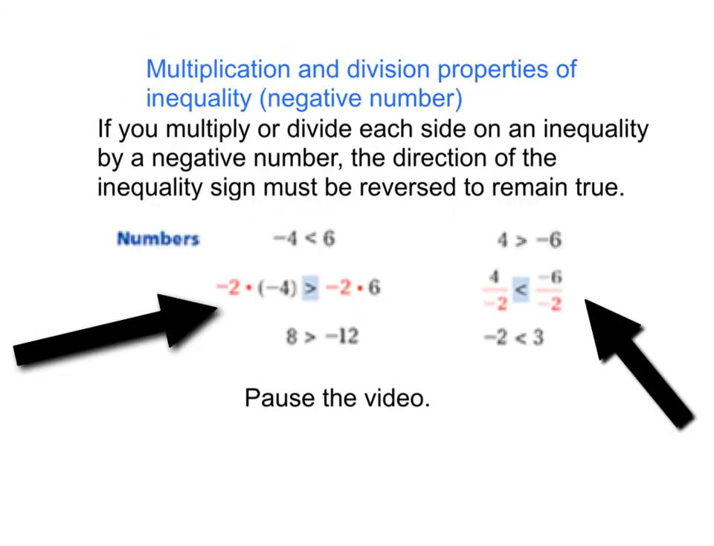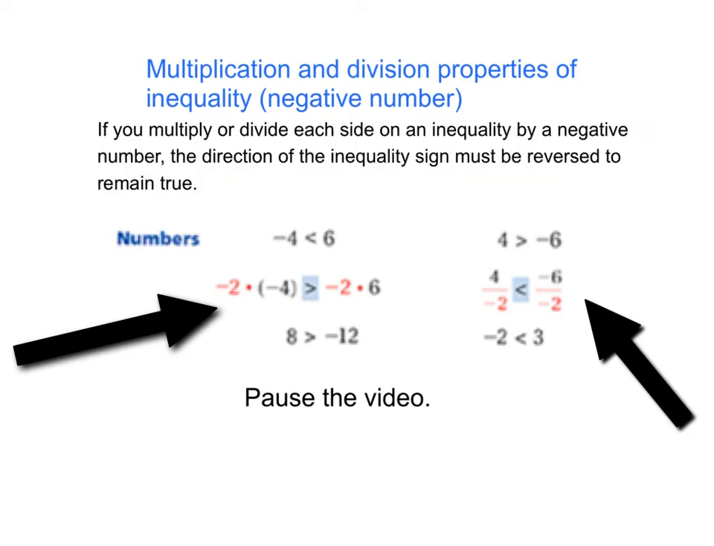Let's take a look at another case. Here's another property of inequality when we're using a negative number. If you multiply or divide each side of an inequality by a negative number, the direction of the inequality must be reversed to remain true. Pause the video to write the definition now.